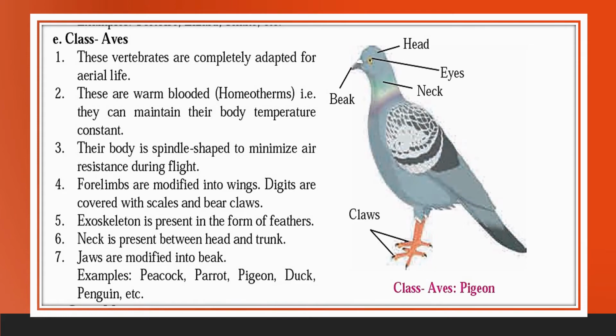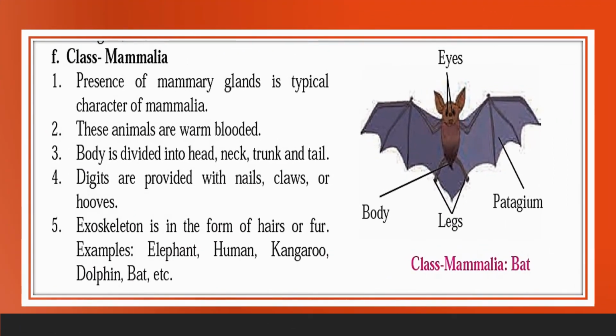Now students, the sixth class in subphylum Vertebrata is class Mammalia. Animals belonging to class Mammalia have mammary glands. That means the presence of mammary glands is a typical character of Mammalia. These animals are warm-blooded and their bodies are divided into head, neck, trunk and tail. Digits are provided with nails, claws or hooves. The exoskeleton is in the form of hairs or fur, for example, elephant, human, kangaroo, dolphin, bat, etc.